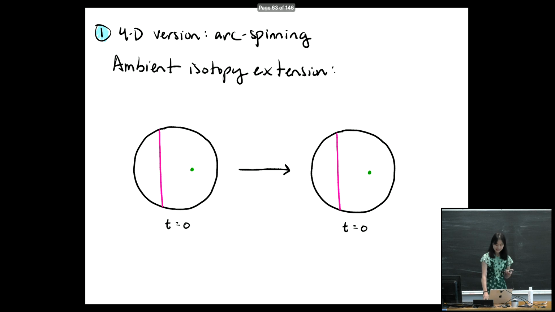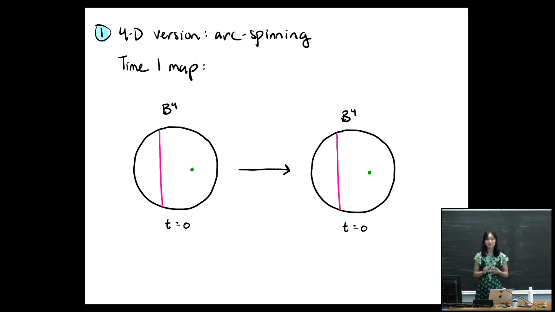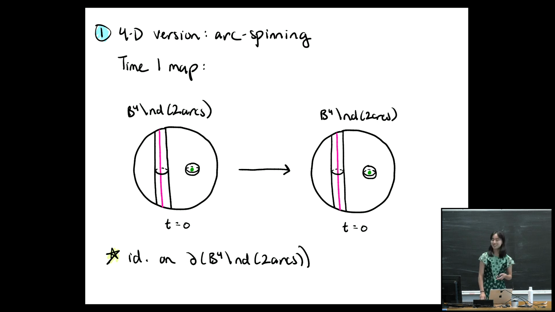I use isotopy extension to get a family of diffeomorphisms. And the time 1 map is now a diffeomorphism of B4 that sends the pink arc to the pink arc and the green arc to the green arc. And so again, I can cut those arcs out. Oh, sorry. So it's identity on a neighborhood of these guys and on the boundary. And so again, I can cut those arcs out and get a diffeomorphism of the manifold I want.